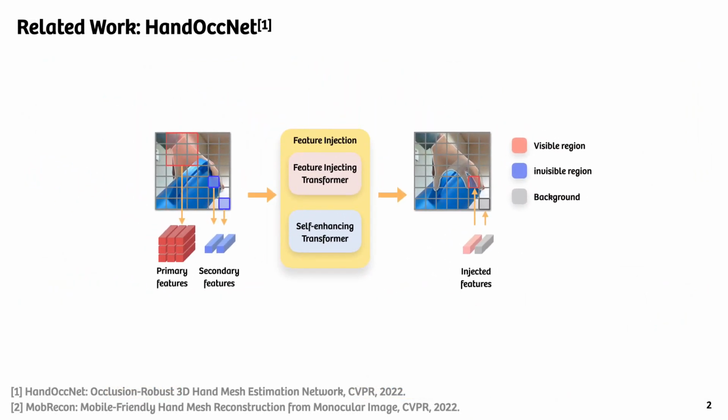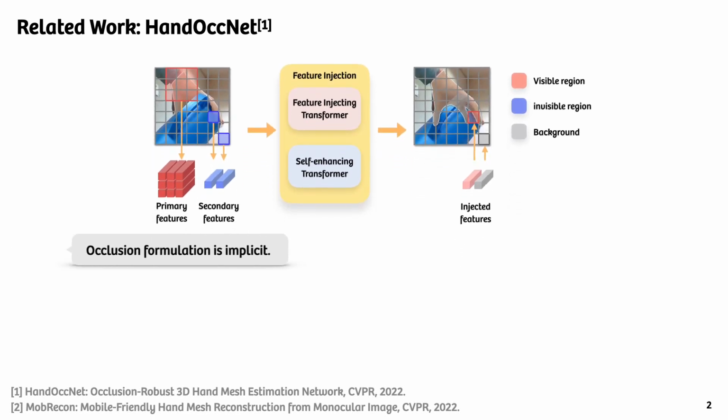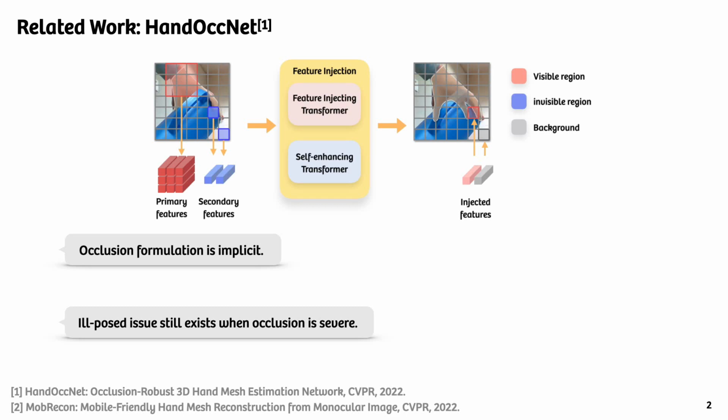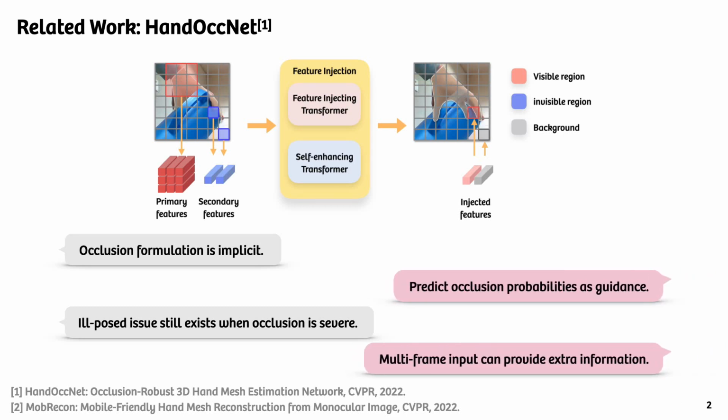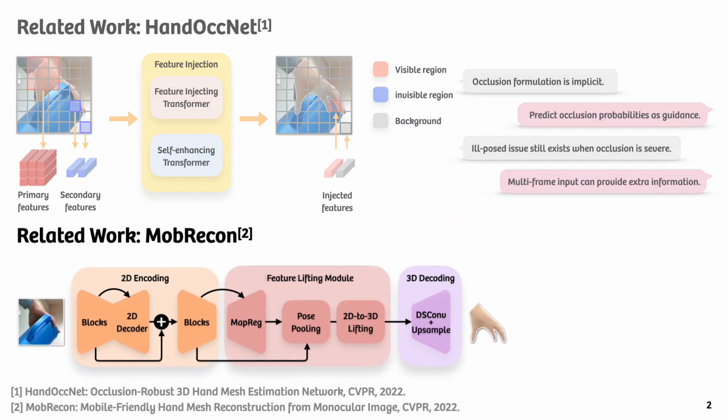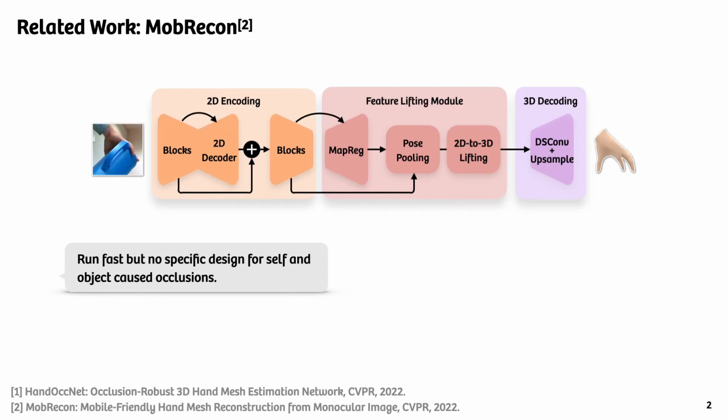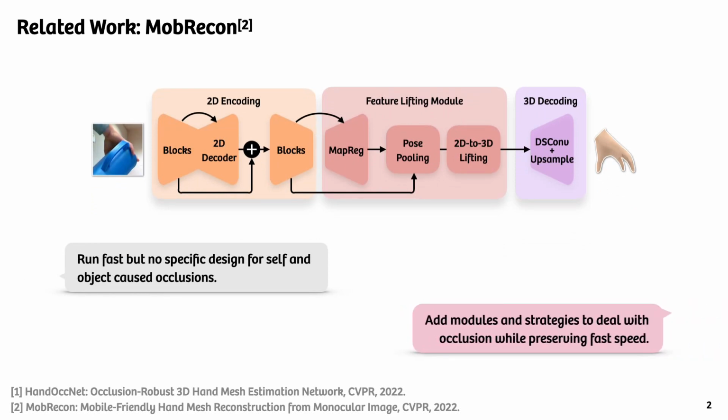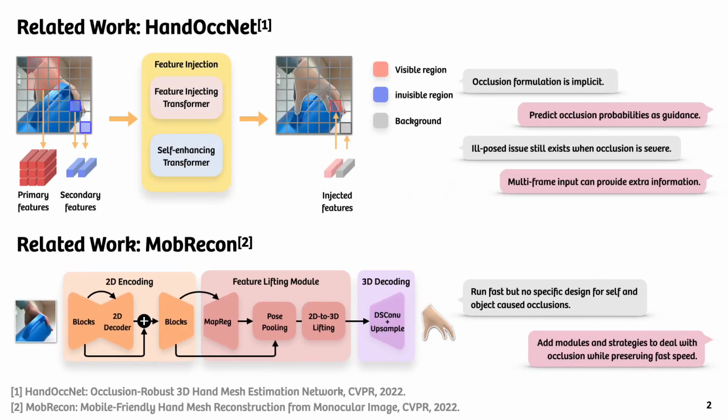Recently proposed Hand-Occlusion-and-Orientation-aware alleviates the occlusion problem. However, its formulation is implicit and the ill-posed issue still exists when occlusion is severe. It inspires us to predict occlusion probabilities as guidance and use multiple frames to get extra information. MobRecon runs fast but doesn't take occlusions into consideration, so it requires additional design while preserving real-time speed.